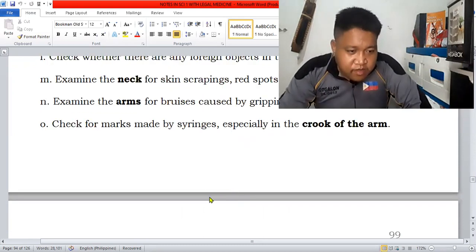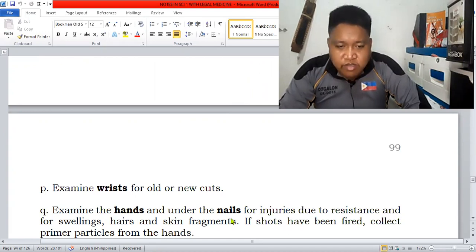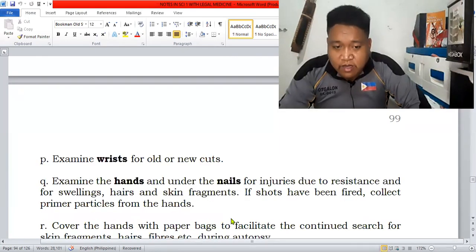Okay, then examine the wrist for old or new cuts. Yeah. Examine the hands and under the nails for injuries due to resistance and for swellings, hairs, and skin fragments. If shots have been fired, collect primer particles from the hands. Yeah.